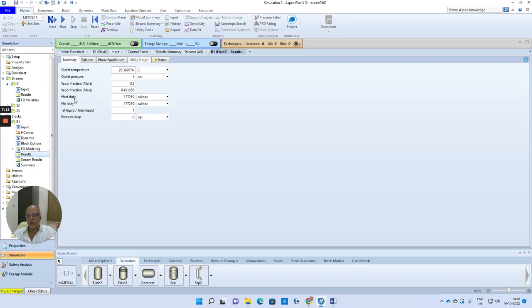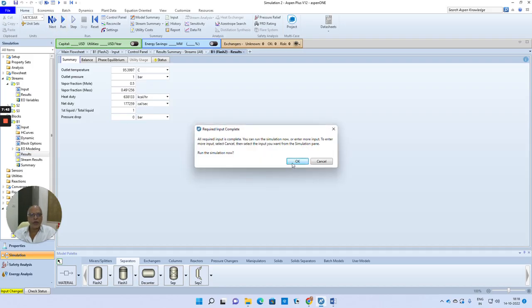So in order to do this, the heat duty has been this much, 1,77,259, or let me put it in kilocalories. So 63,8133, right? So you can compare this value later. Okay. So let me run this problem with the change in specifications.